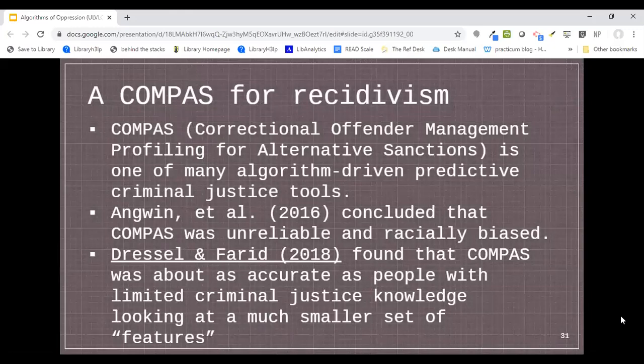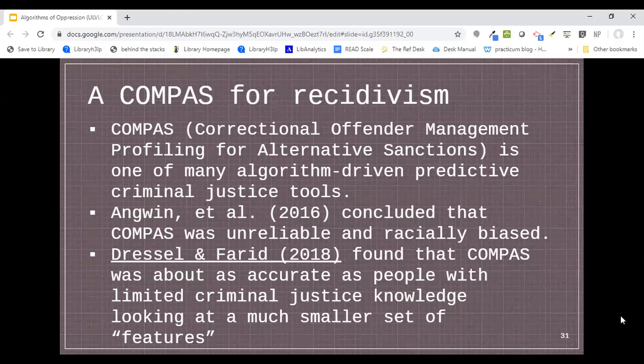And then the final example here is COMPAS, which stands for Correctional Offender Management Profiling for Alternative Sanctions. So I bet it's a backronym. I bet they were like, what if we called it COMPAS? And then they figured out what it might mean. There are lots of criminal justice predictive algorithm tools, but this particular one is used a lot. It has high usage across the United States.